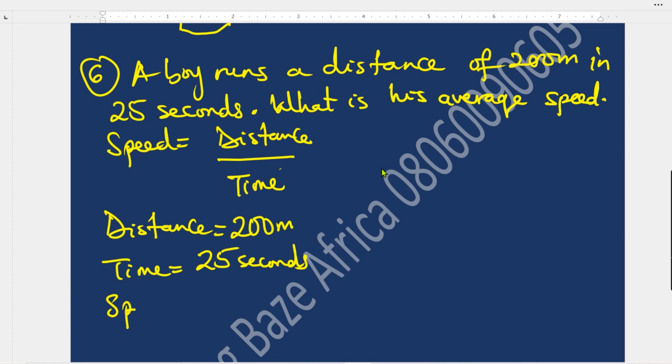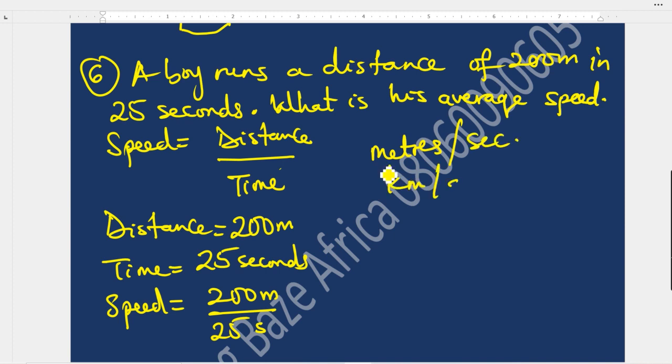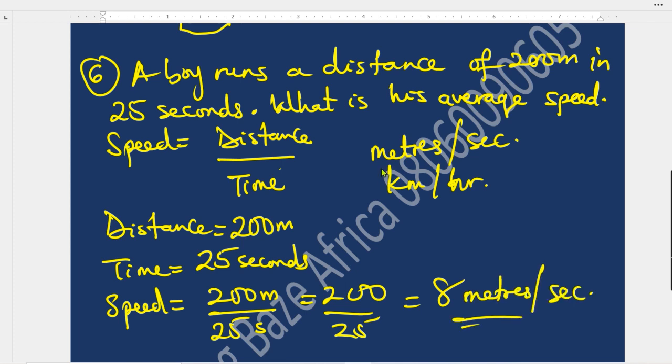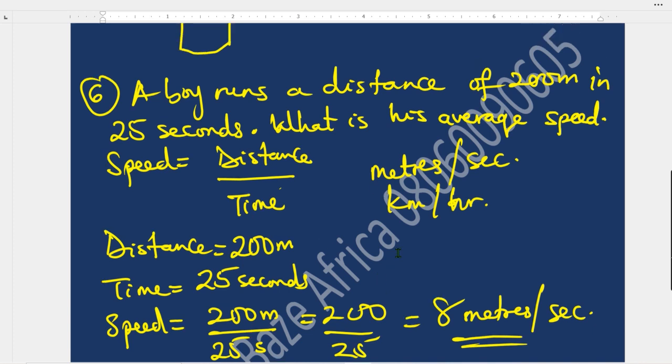So now the formula for speed is distance over time. So that would be 200 meters, which is the distance, over 25 seconds. So when it comes to average speed, meters goes with seconds, kilometers goes with hour. So that will be equal to, let's reduce to the lowest term. 200 divided by 25 is equal to 8. So the answer is 8 meters per second. Now this is our answer.